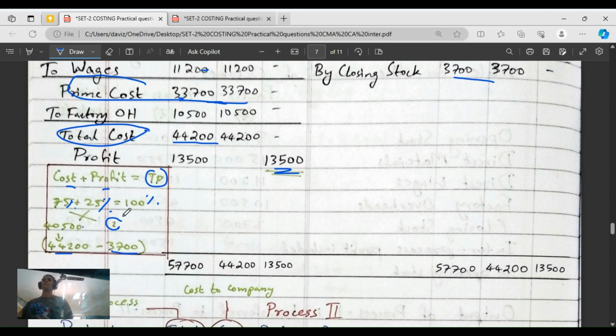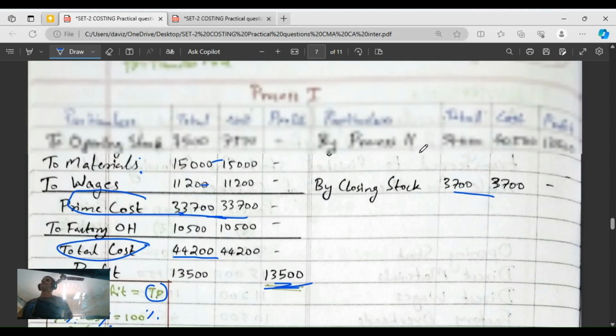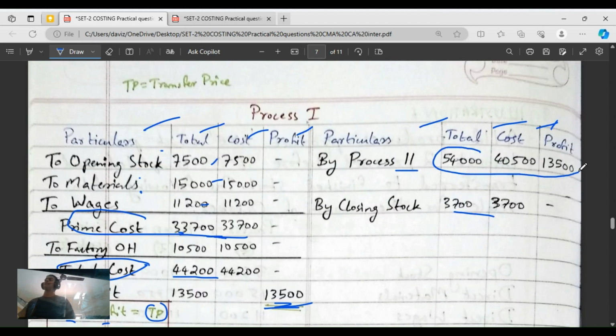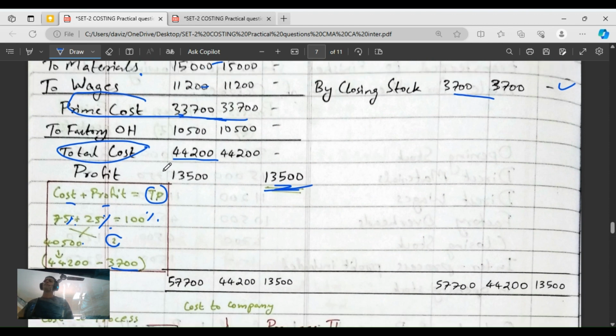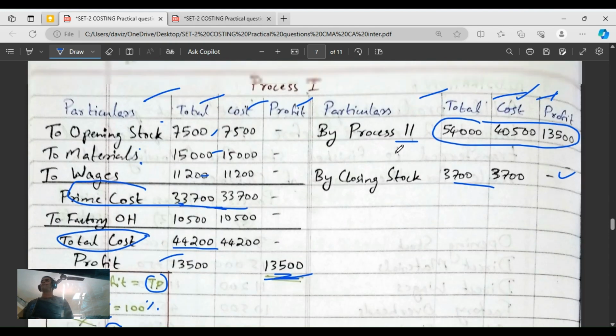Now by calculating 4,500 into, divided by 75, we got 13,500 as profit, by balancing figure. We got this as the balancing figure. And on process 1, there is no profit. We already incurred cost. After taking the profit of 25% transfer price, we transfer it to process 2.